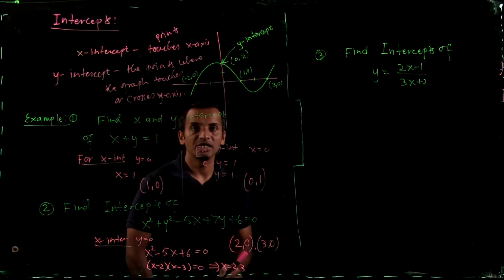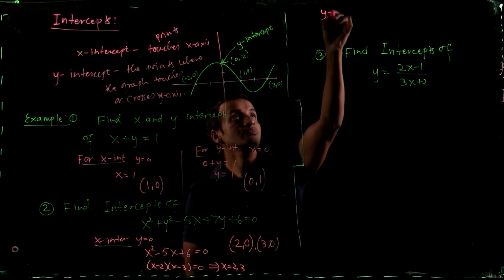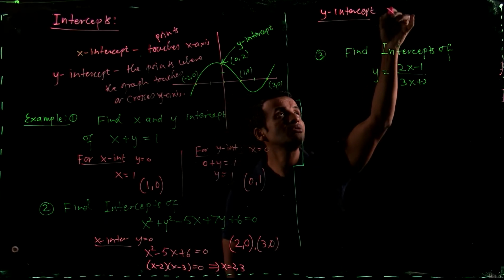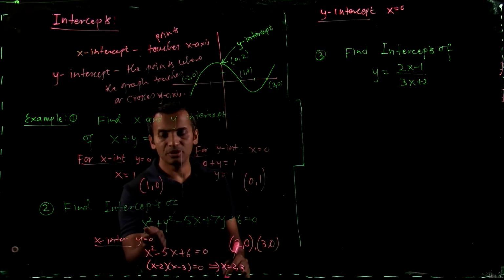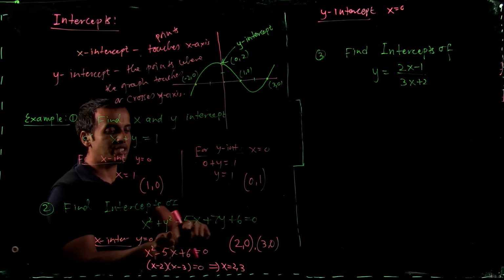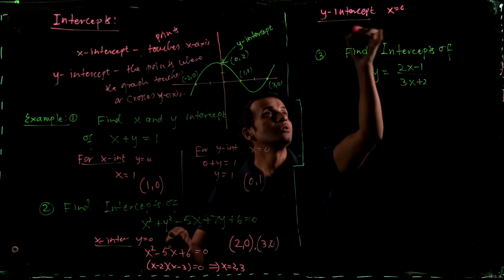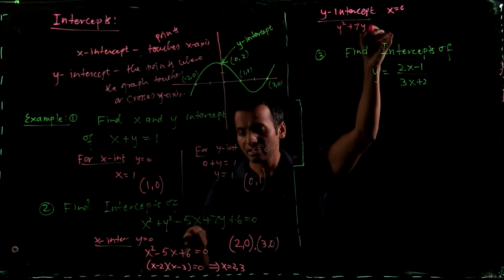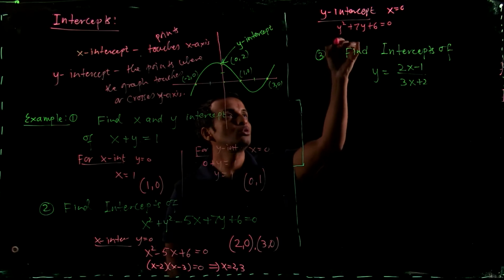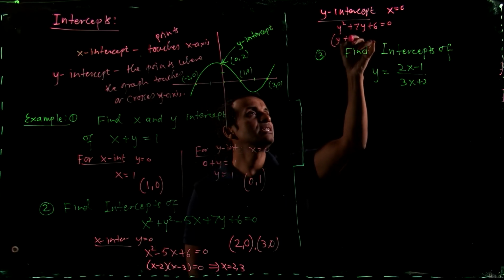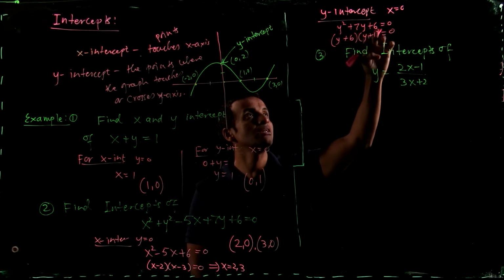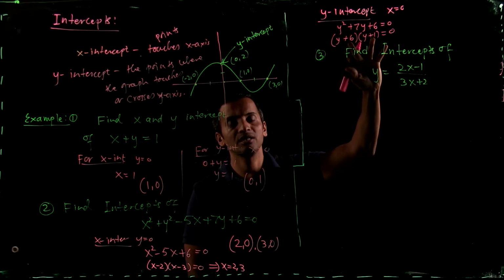Okay, next we find the y-intercepts. For the y-intercept, you set x equals 0. If you set x equals 0, the x squared term and the x term are both 0, so you get y squared plus 7y plus 6 equals 0. Now you find the two factors, or you use the quadratic formula. The two factors will be (y plus 6)(y plus 1) equals 0, because you need two numbers whose sum is 7 and product is 6. That is 6 and 1.